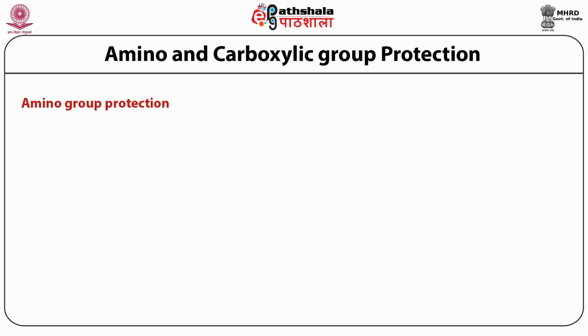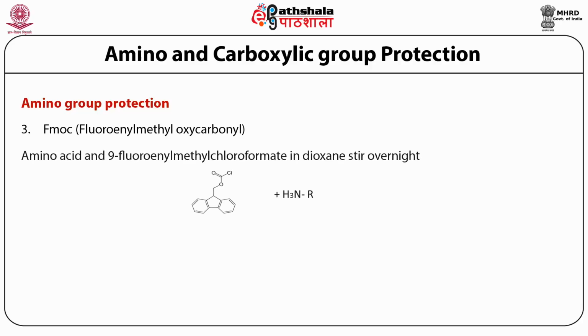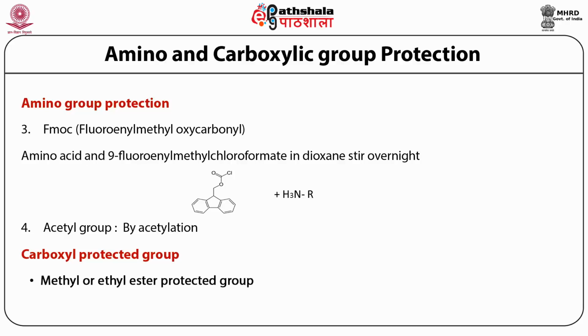Another group which protects the amino group of an amino acid is FMOC, that is fluorenyl methyl oxycarbonyl. Amino acid and 9-fluorenyl methyl chloroformate in dioxane are stirred overnight to protect the amino group by FMOC. Another one is the acetyl group, which blocks the amino group of the amino acid by acetylation. Now, the carboxylic group protecting groups are methyl and ethyl ester, which are stirred 24 hours with methanol or ethanol to protect the carboxylic group as methyl ester and ethyl ester respectively.